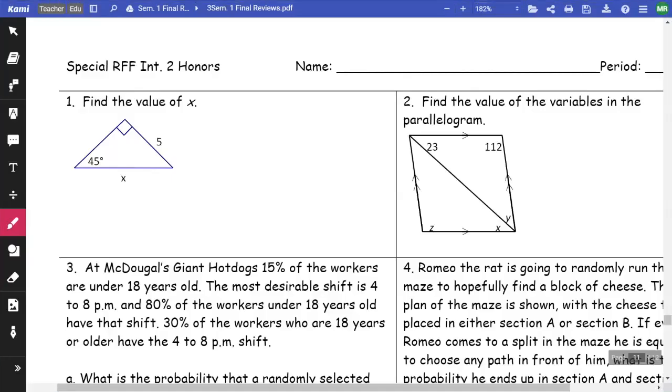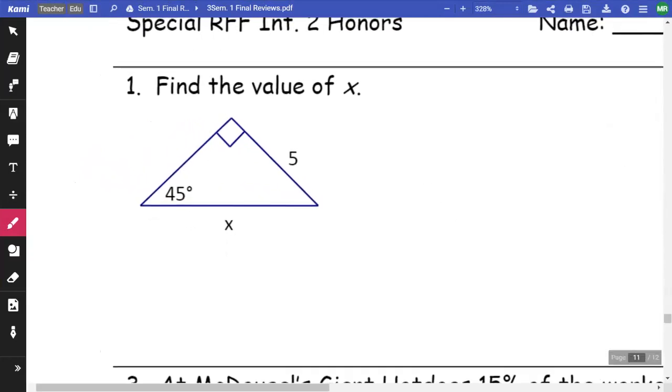So this one is a video for Integrated 2 Math Analysis. I'm calling this one RFF number 6. This is the one that says special for our Integrated 2 honors class. So on this one, they are asking us to find the value of x.